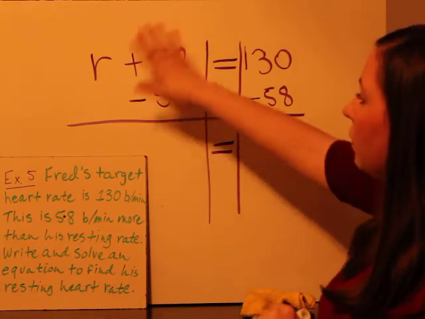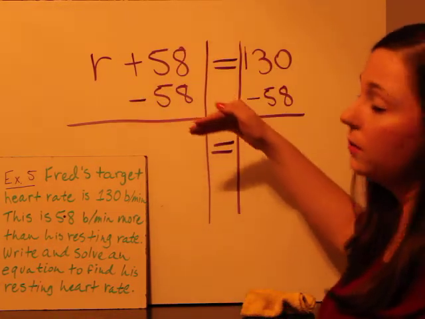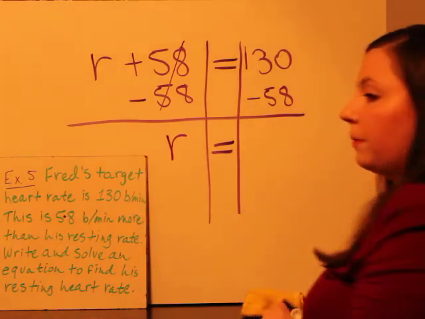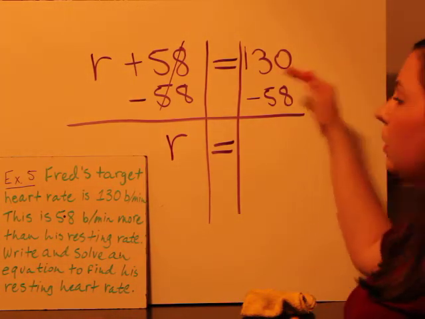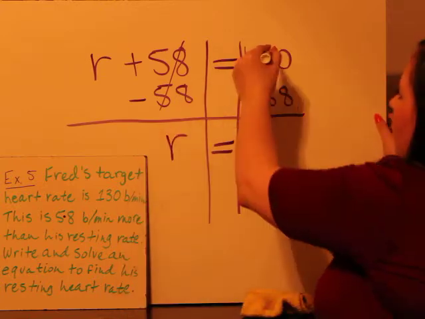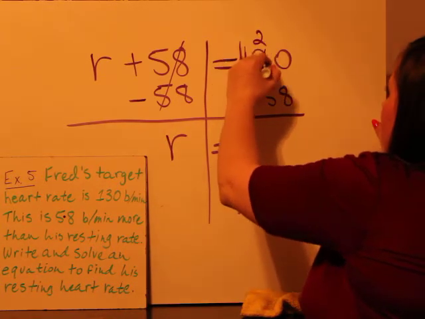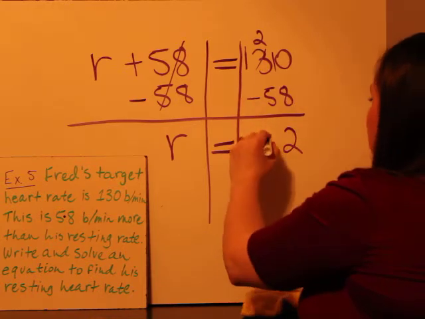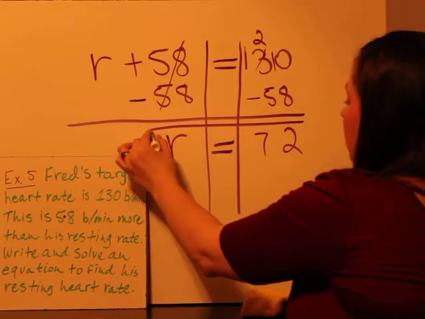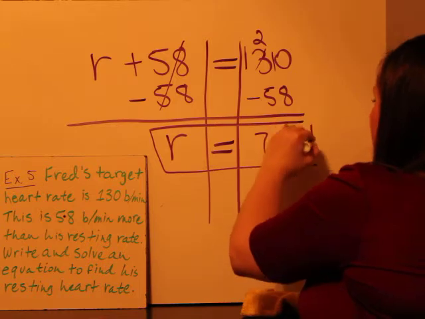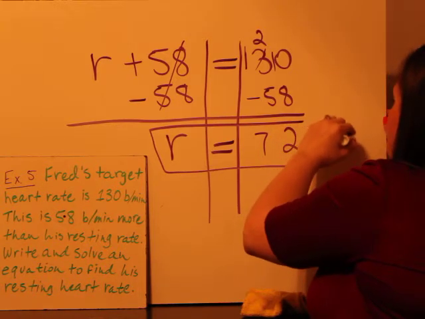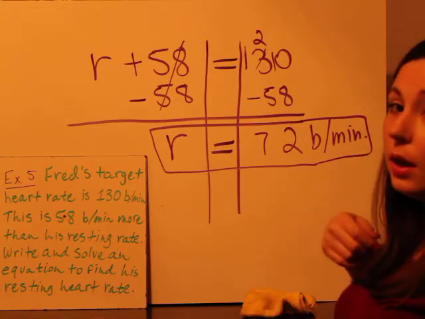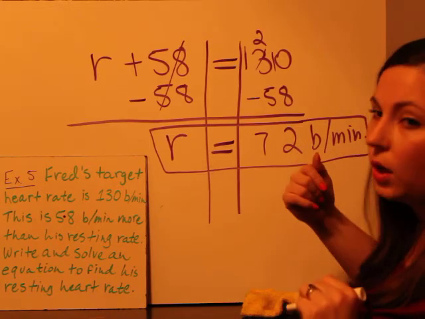So now we've got over here, positive 58 minus 58, cancel out. All we have on this side is R. Now we've got 130 and we've got to take away 58. Got to borrow here. 10 minus 8 is going to be 2. 12 minus 5 is going to be 7. So R is equal to 72 beats per minute. Always remember to put your units there. And again, you need to go back and check that.